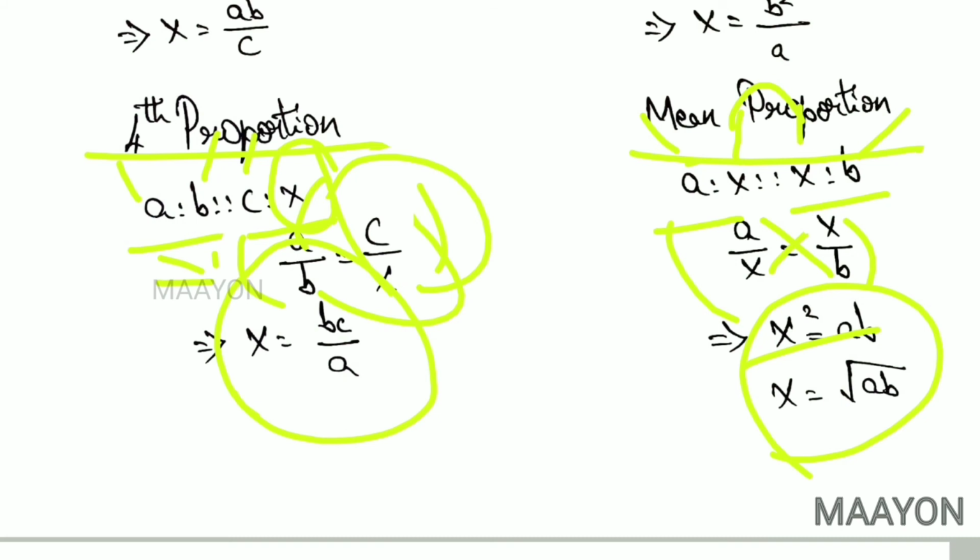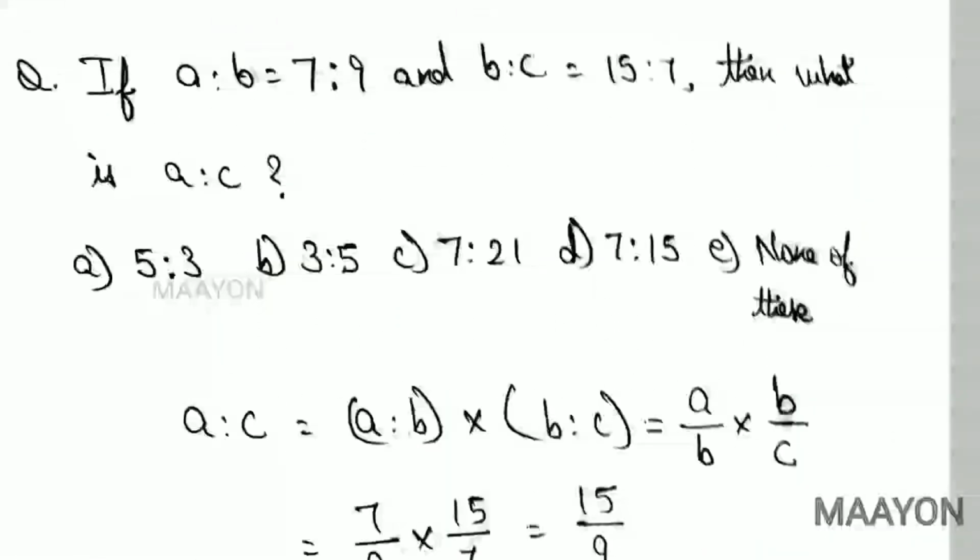Now let's solve some basic sums. If A is to B equals to 7 is to 9 and B is to C equals to 15 is to 7, then what is A is to C? Option A, 5 is to 3, B, 3 is to 5, C, 7 is to 21, D, 7 is to 15, E, none of these.